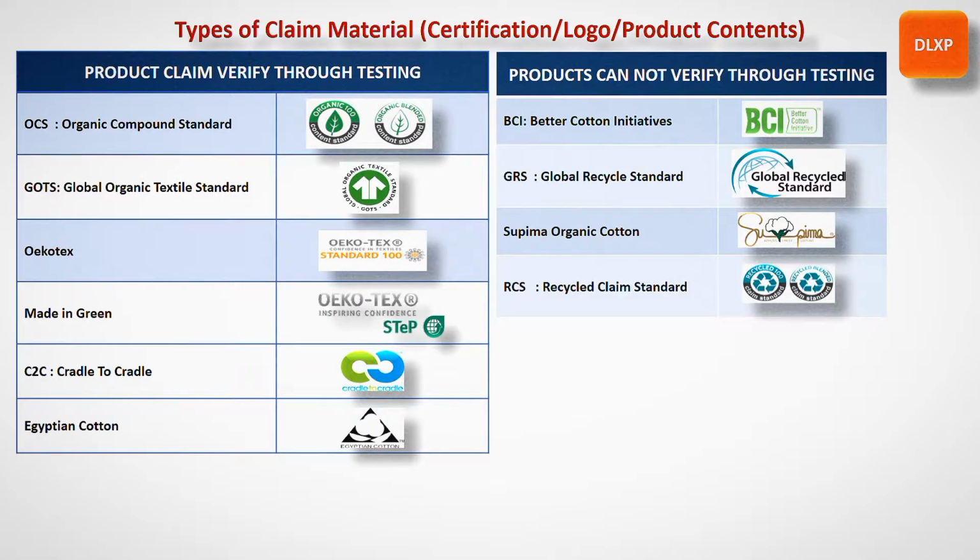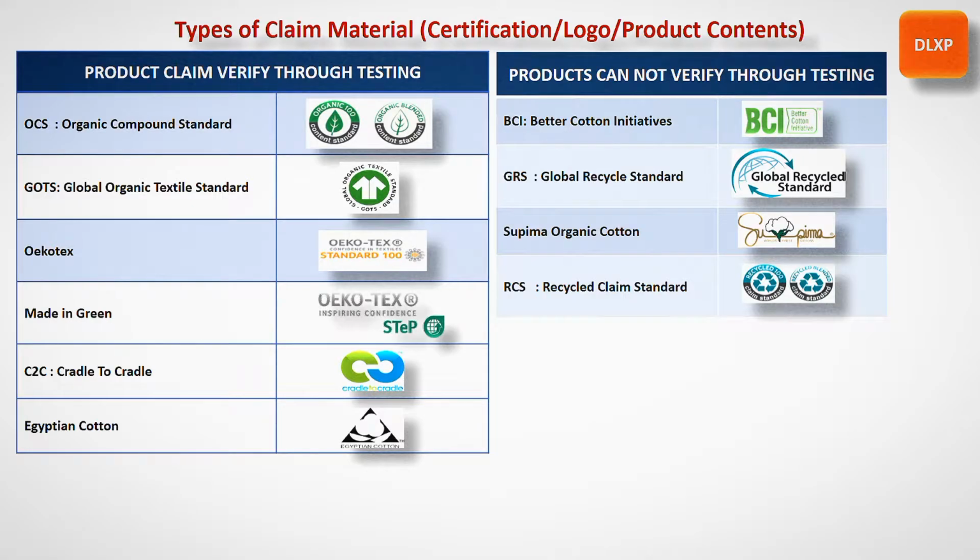On the other hand, we have a second group of materials which cannot be verified through lab testing, or you can say that the product claim we mention on the labels cannot be verified through lab testing, which includes the Better Cotton Initiative BCI, GRS Global Recycled Standard, Supima organic cotton, and the RCS Recycled Claim Standard.